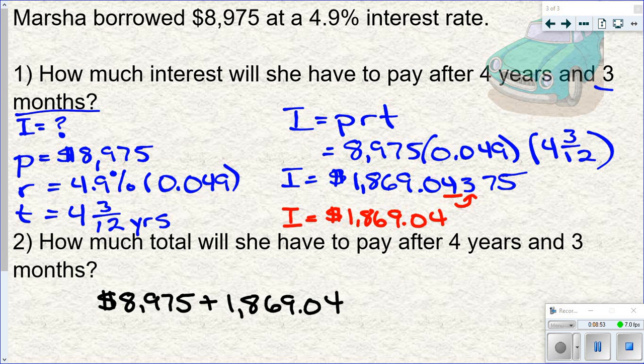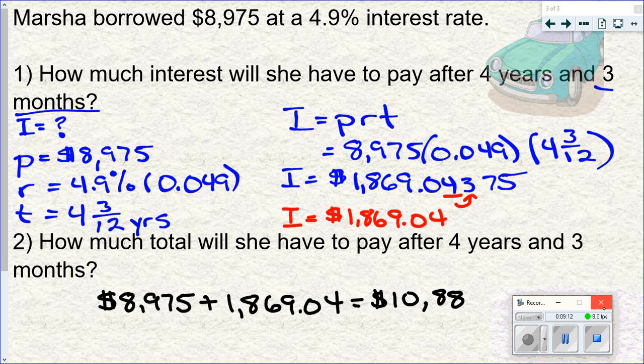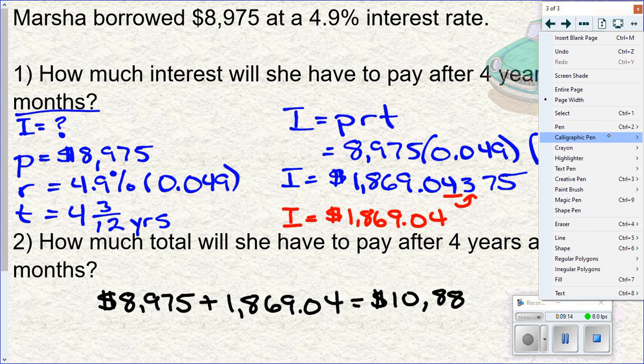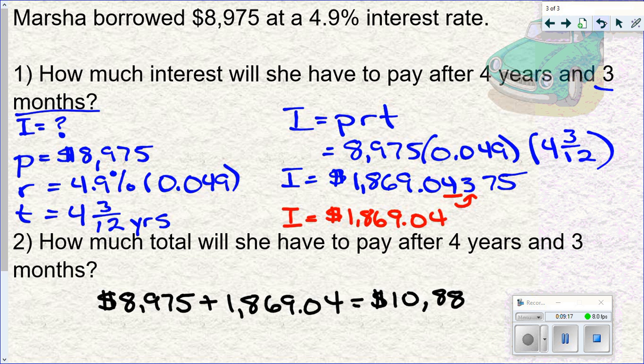So let me add these together. And what I get is, sorry, let's back this up. $10,844.04.